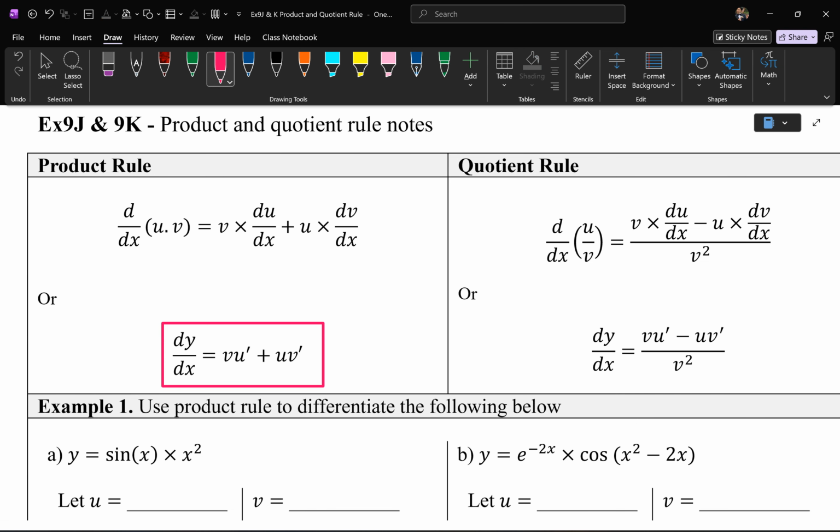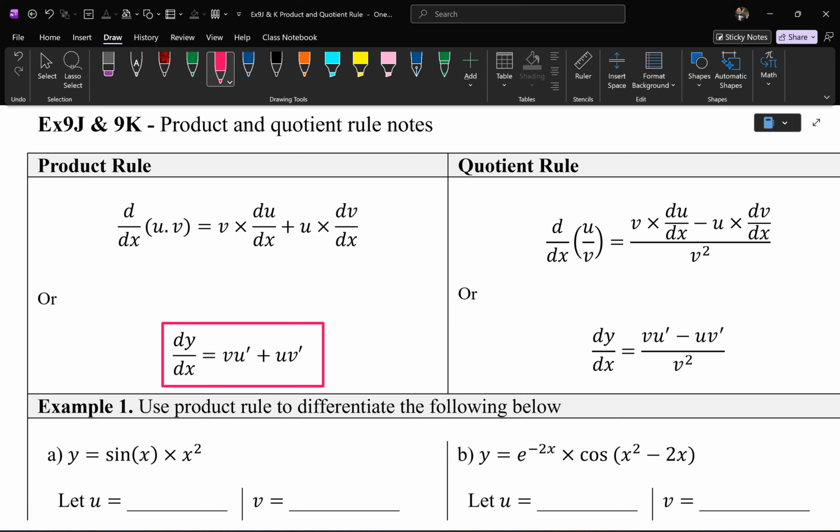It means you take, product means multiplication. So if you've got 2 functions that are clearly multiplying each other, the first one's called U, the second one's called V. And you keep the V, and then you derive the U. You keep the U, and you multiply it to the derivative of V. Okay, that's what the VU' plus UV' means.